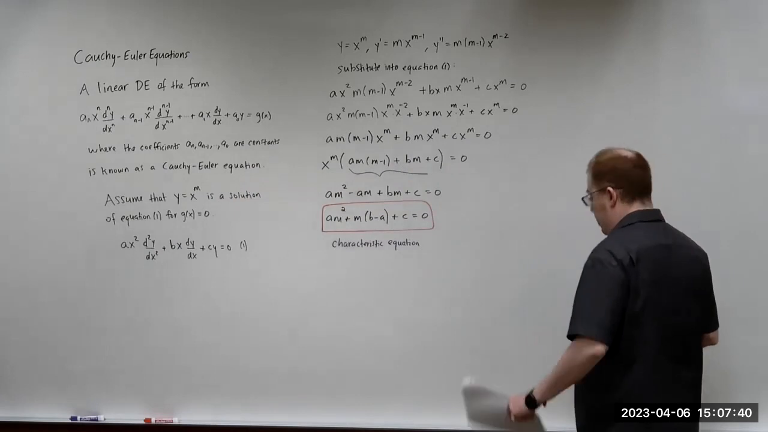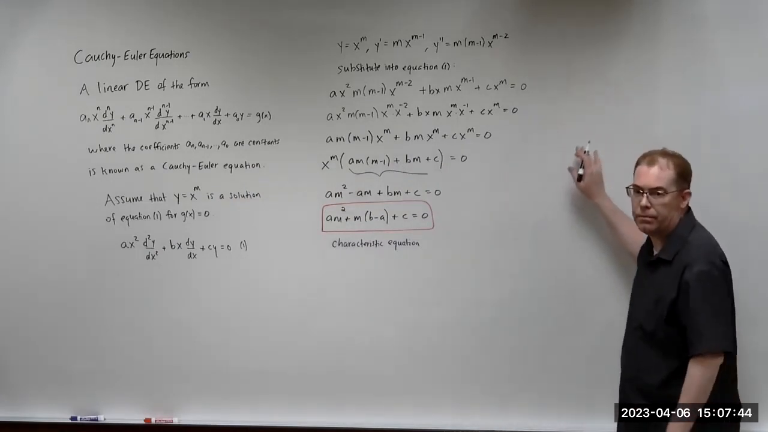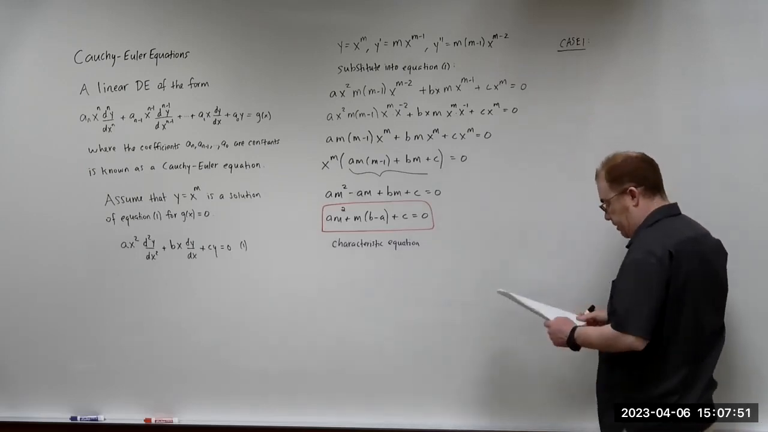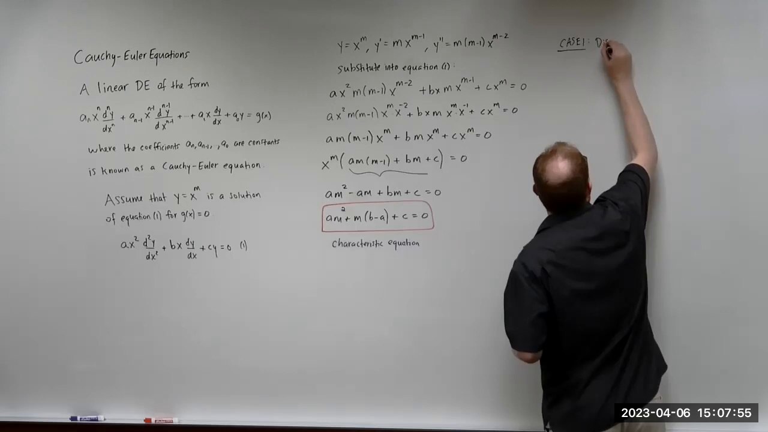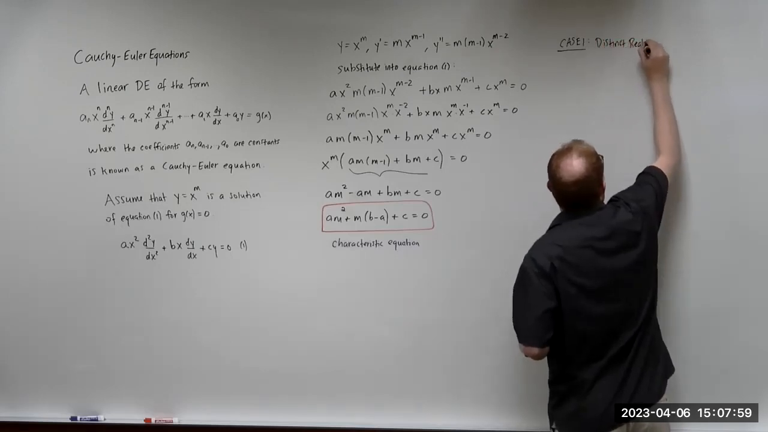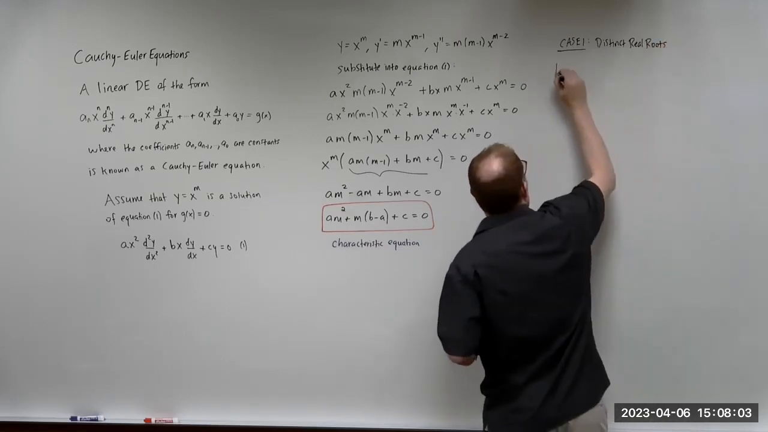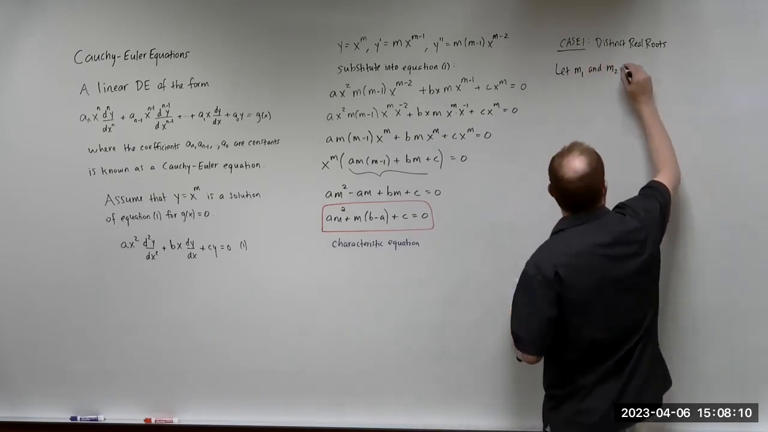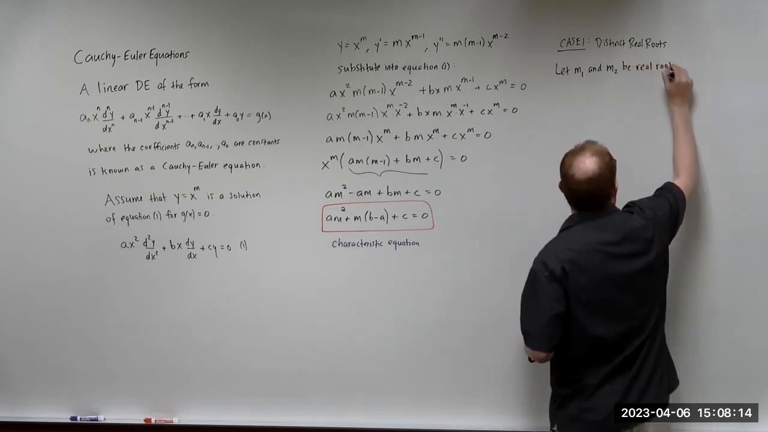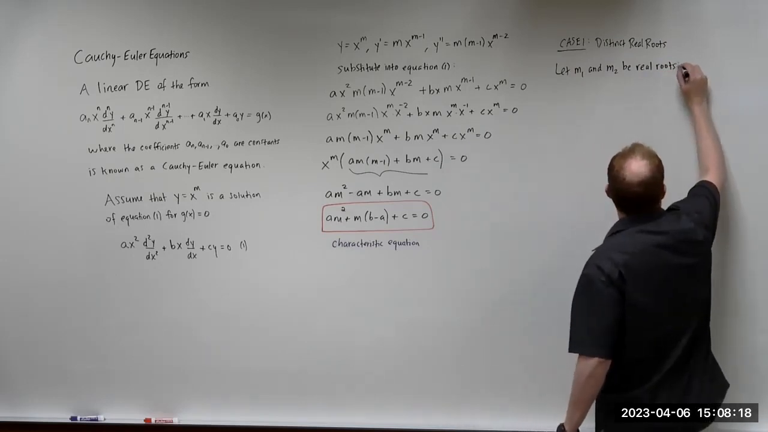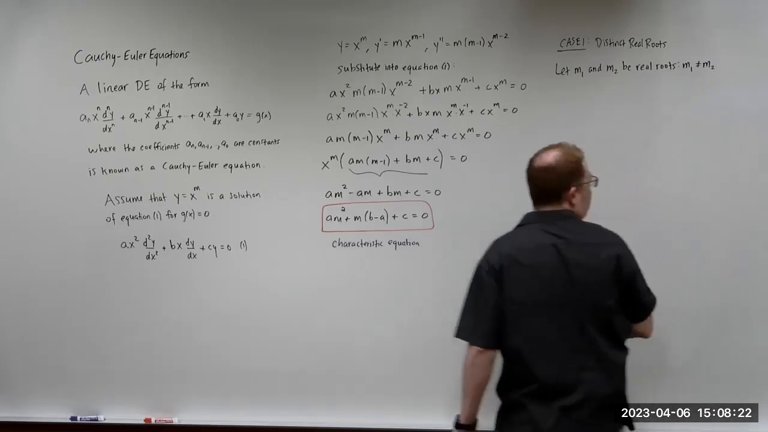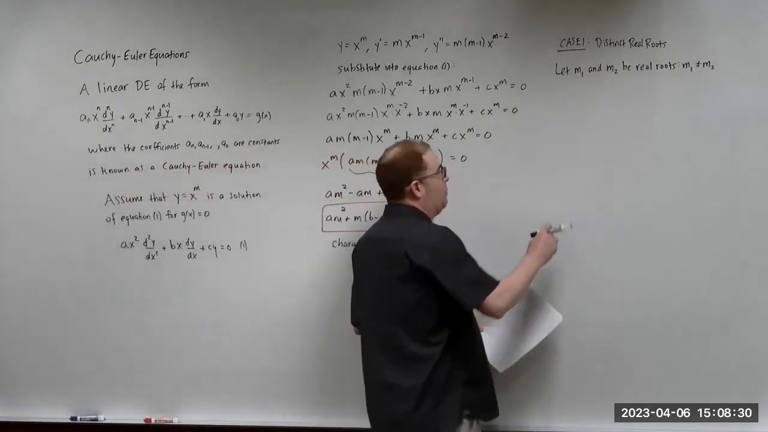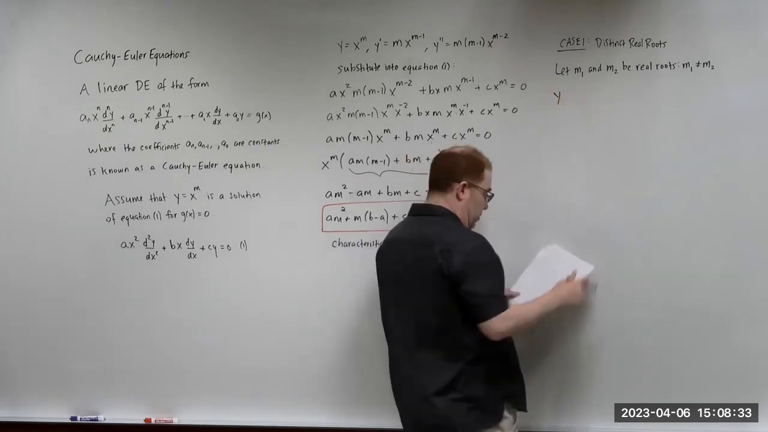Okay. So first case: case one is that we have distinct real roots. So let m1 and m2 be real roots such that m1 is not equal to m2, because they're distinct. Basically this is going to give us our fundamental set of solutions.